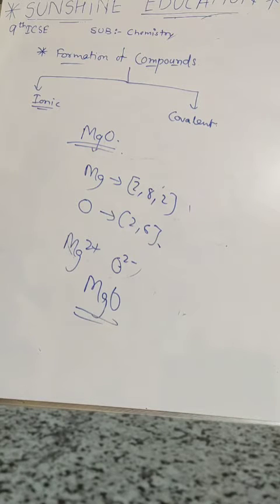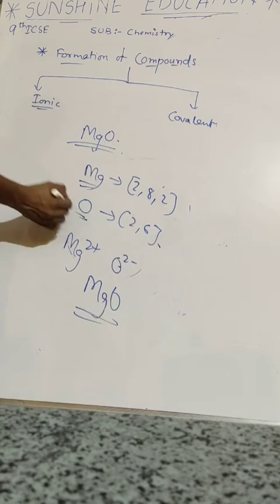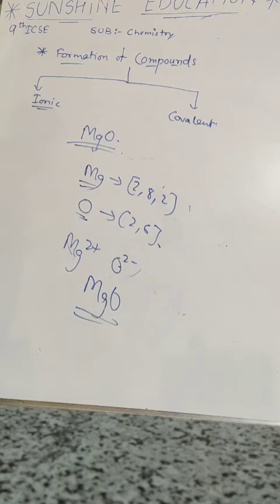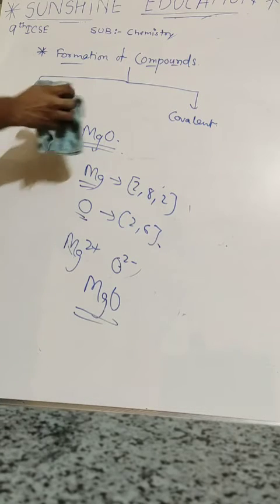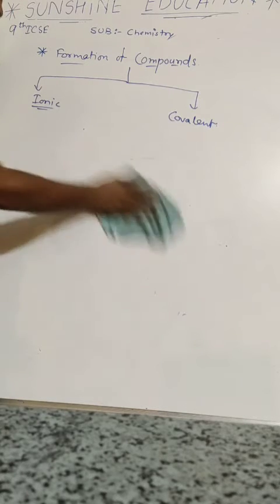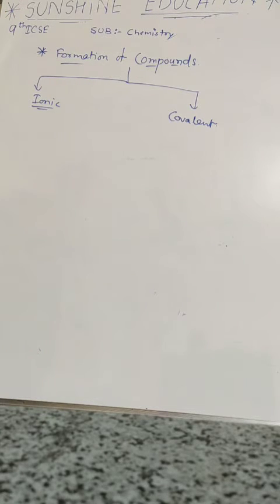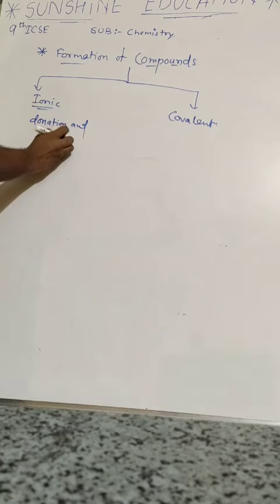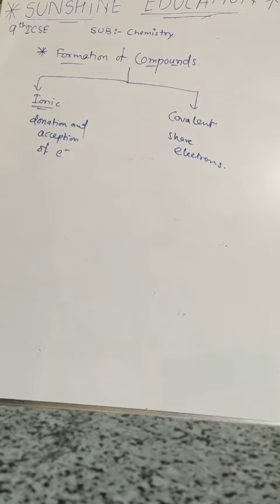In this way, ionic compounds are formed by donation and acceptance of electrons. One of them donates electrons and one of them accepts electrons, and they form respective ions. One forms a positive ion, one forms a negative ion, and they form a compound. The next type of compound is a covalent compound. In ionic compounds there is donation and acceptance of electrons, and in covalent compounds they share electrons. Sharing of electrons takes place.